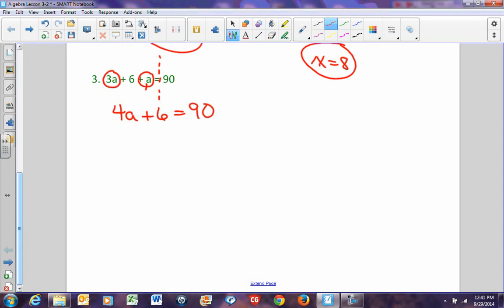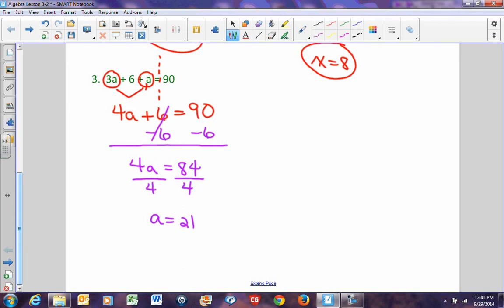They're both on the same side, so we will combine those like terms to get 4a plus 6 equals 90. If I subtract 6 from both sides of the equation, I now have 4a. These two 6's cancel out. 90 minus 6 is 84. Divide by 4, and a equals 21.